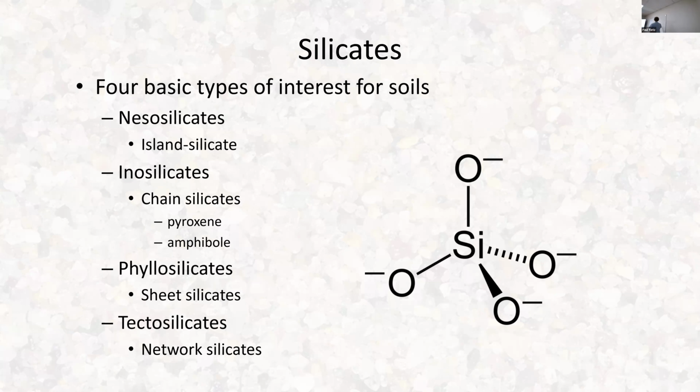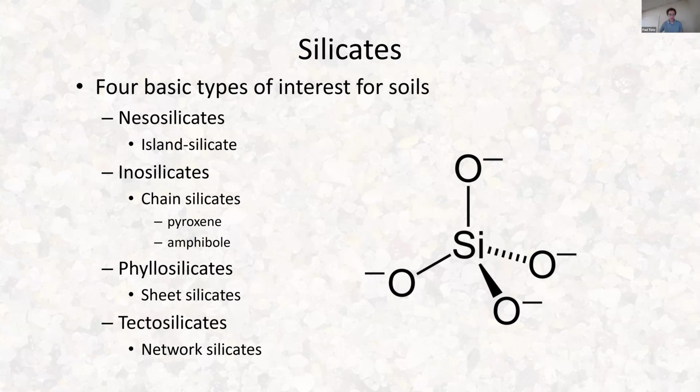But we can have them group together like this and start to form a chain. And that would be our inosilicates, a whole long list of these. So pyroxene and amphibole are the chain silicates. Phyllosilicates are a sheet of them. You can imagine this continues in both directions and we get a large sheet going. That would be a phyllosilicate.